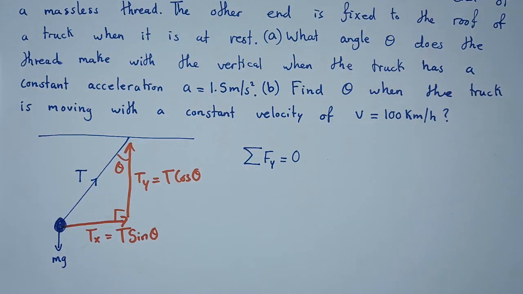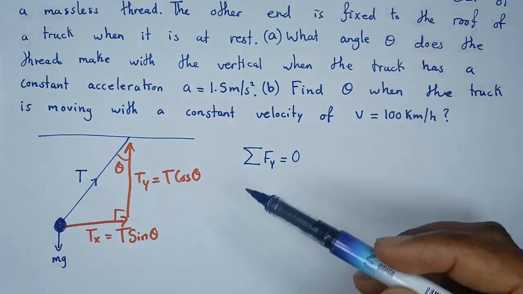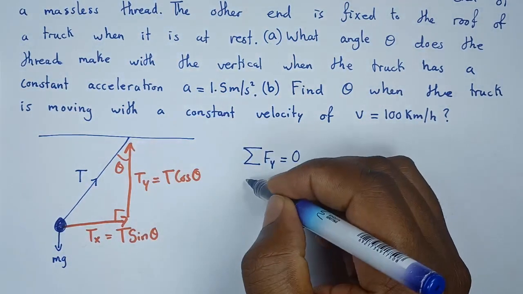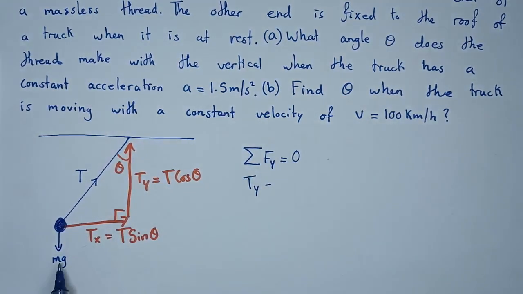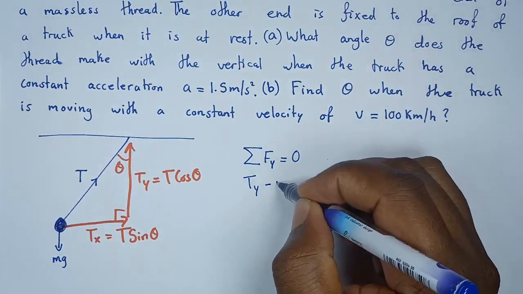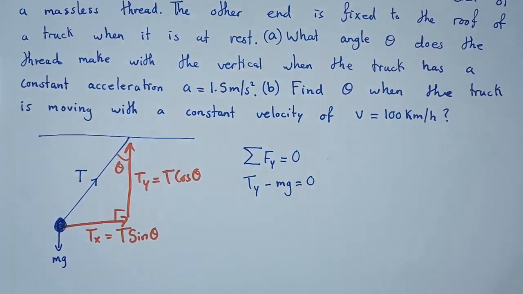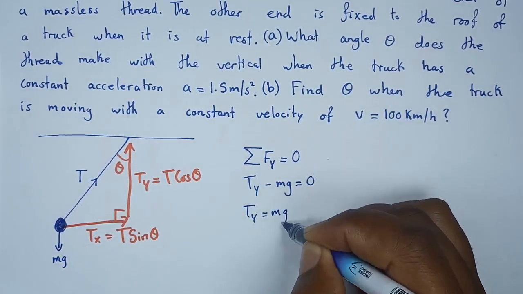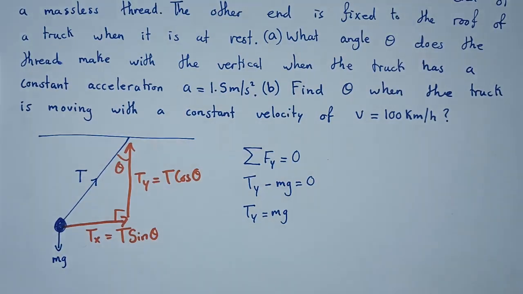Why are we saying 0? Because we are making an assumption that this object is just moving in the x. So in the y, how many forces do we have? We have Ty pointing upwards and mg pointing downwards. The force pointing up will be positive, so Ty positive. The force pointing downwards will be negative, so minus mg is equal to 0. Then Ty is equal to mg. We just made Ty the subject of the formula.